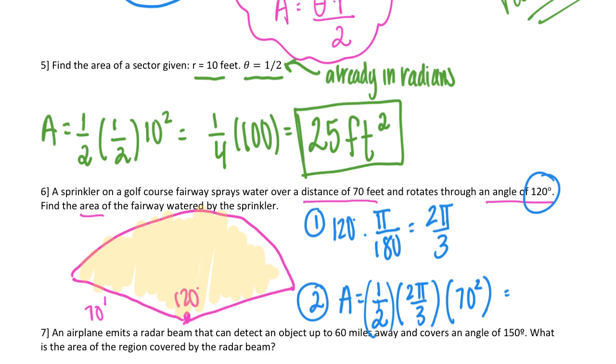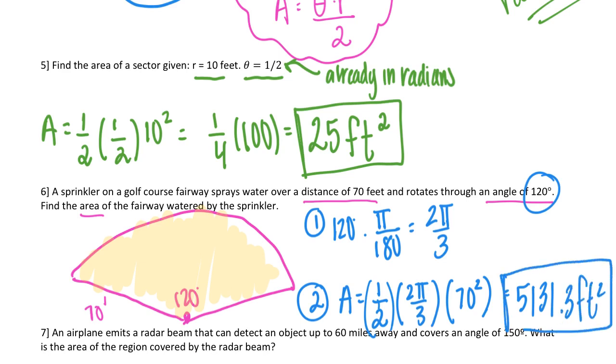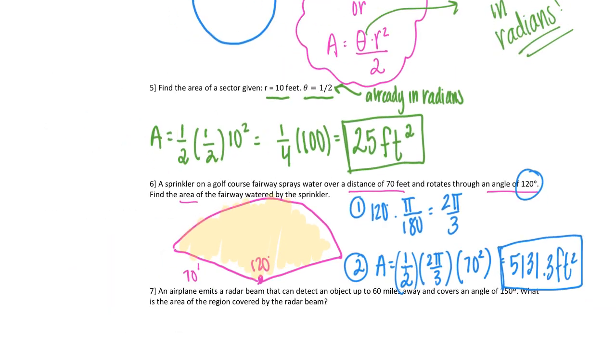So take 0.5 times parentheses 2 pi divided by 3 times parentheses 70 squared. You should get 5,131.3 feet squared if you've done it correctly in your calculator. If you have specific calculator questions, I would log back into the question and answer portion so I can show you buttons on the calculator. If you need help with that, please ask.